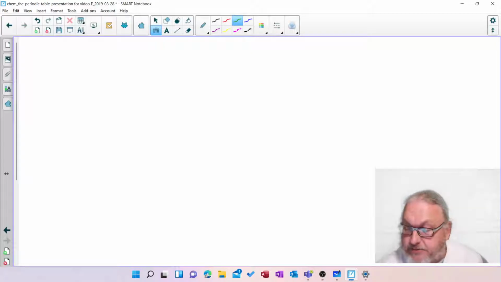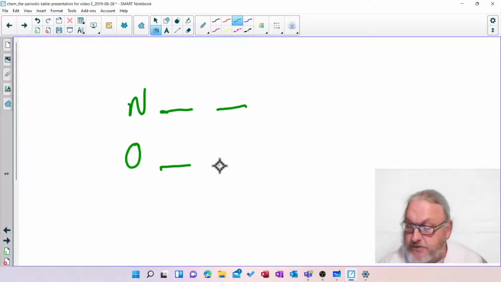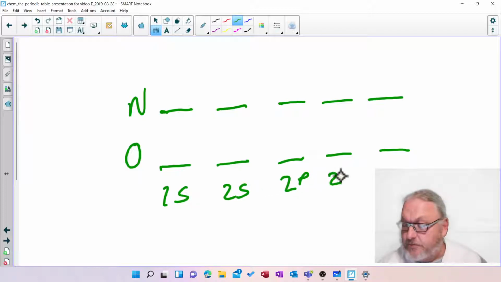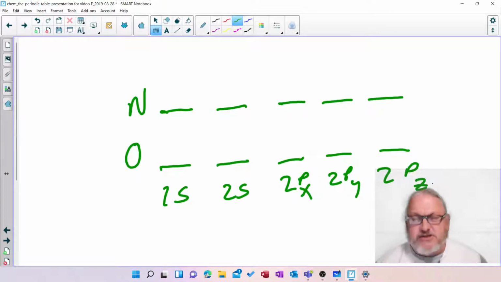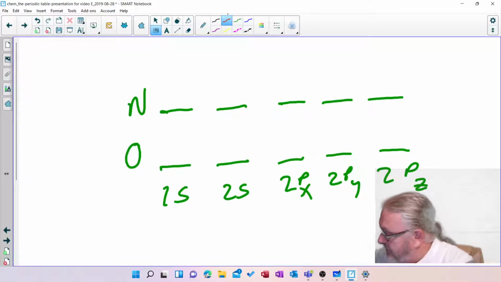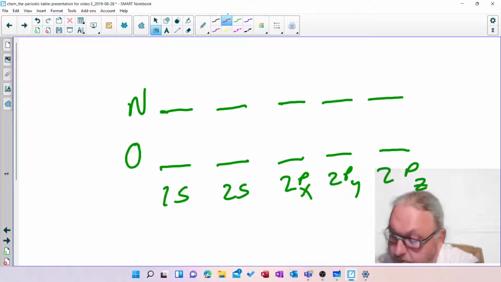So let's look at nitrogen and oxygen. So I got the 1s there, 2s. All right, then I've got 3, 2p orbitals. I'm going to say 1s, 2s, 2p, 2p. We'll call that x. We'll call that y. And we'll call that z. It's just me calling them something. Okay, so let's draw our electrons. So nitrogen has 7 electrons. So let's put them in there.